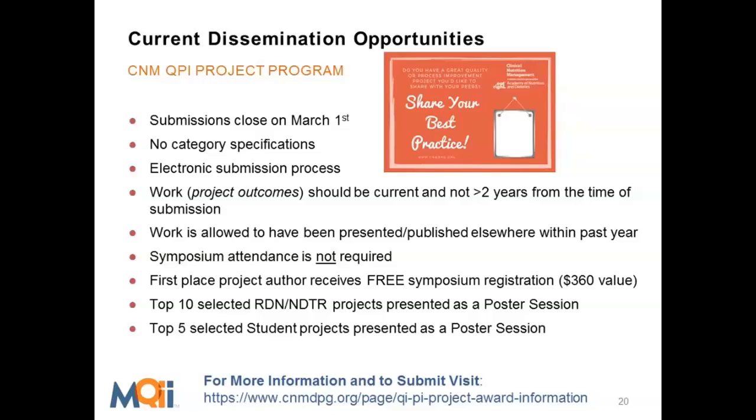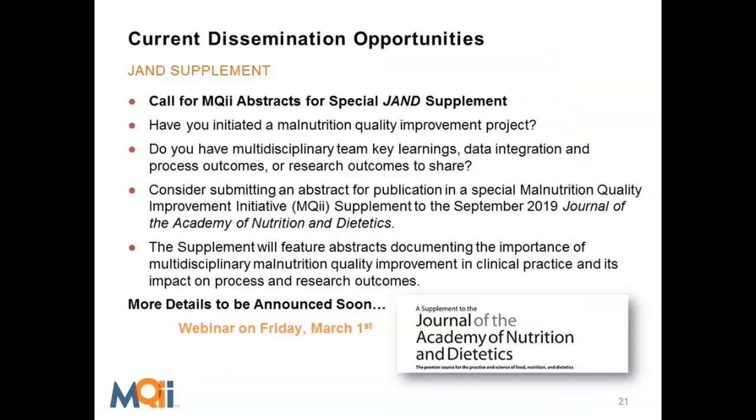That's quite exciting. Yep. We have a very exciting opportunity coming up for our MQii Learning Collaborative participants, and that's really the Journal of the Academy of Nutrition and Dietetics is coming out with a special JAND supplement in September of 2019, to be published this year, focused on MQii abstracts.